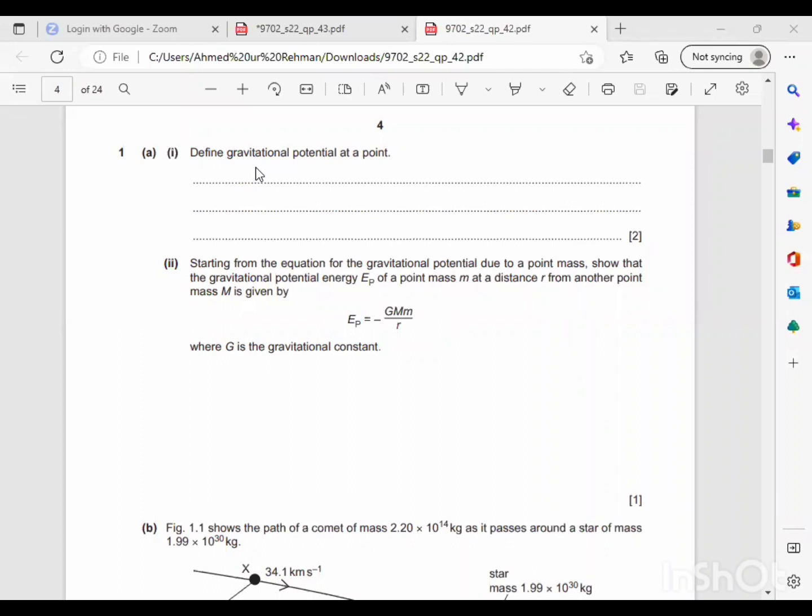So today we will be solving Major 22 paper 42 question 1. The first part is asking you to define gravitational potential at a point.